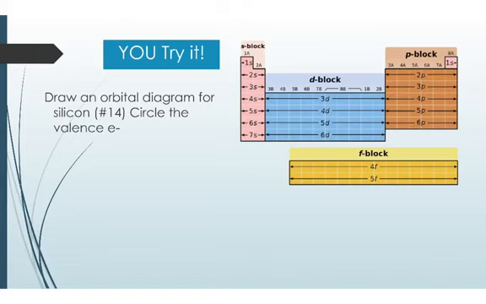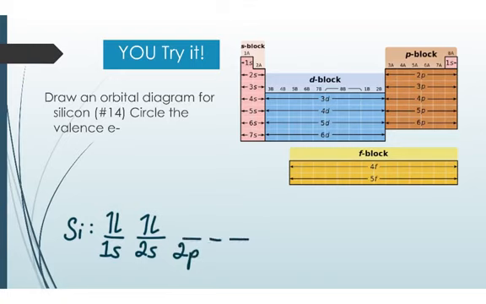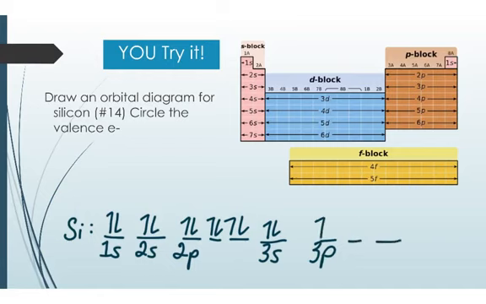So I'm going to do an orbital diagram for silicon, element number 14. Starting off as always, I've got a 1s, 2 electrons there, 2s, 2p, 1, 2, and 3. From here we have a 3s and a 3p. And there are 2 electrons until we get to silicon.